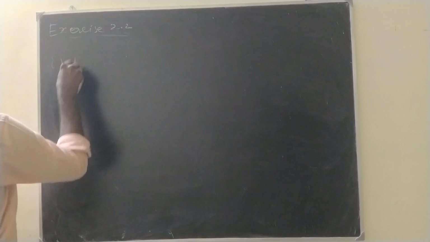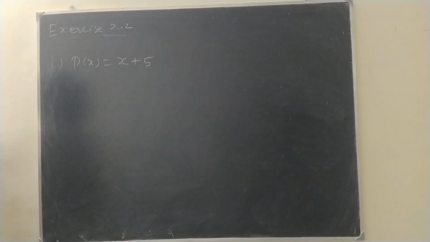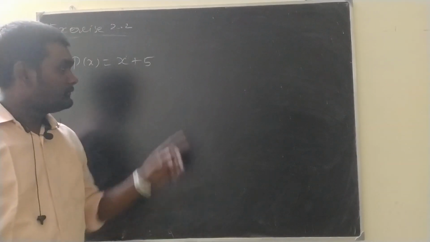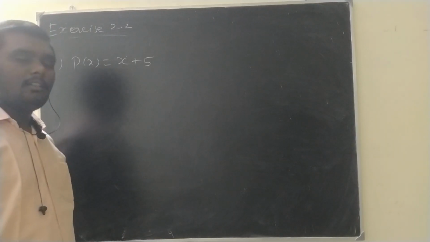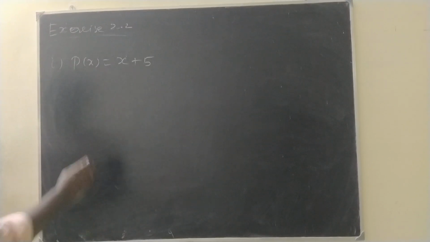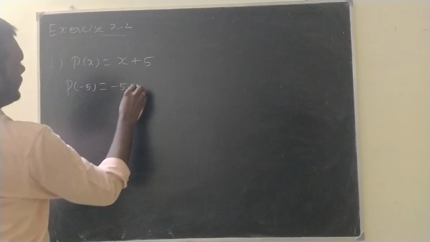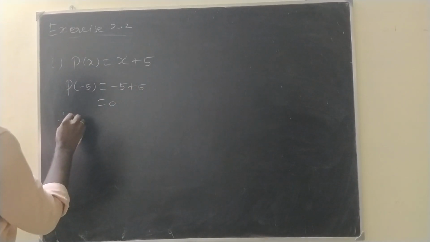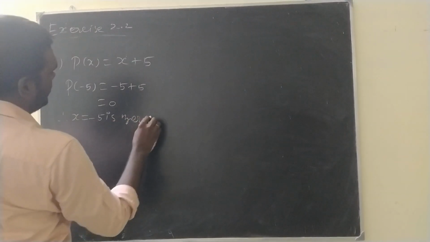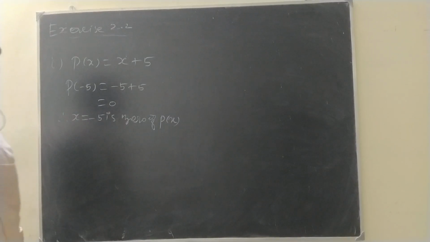See, question number 1, p of x is equal to x plus 5. How will you identify the value which makes the polynomial 0? Simply, if x takes minus 5, we get 0. So p of minus 5 is minus 5 plus 5, the answer is 0. Therefore, x is equal to minus 5 is the zero of p of x. That's all. This is how the answer should look.